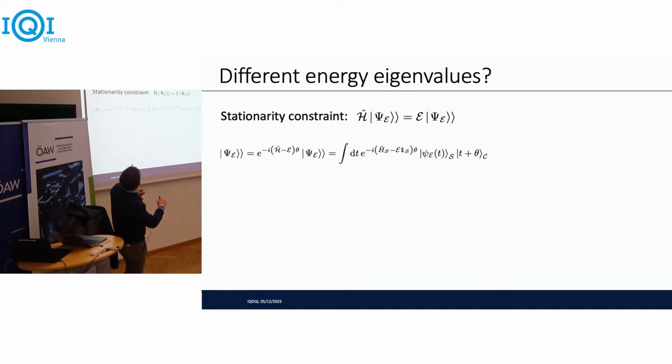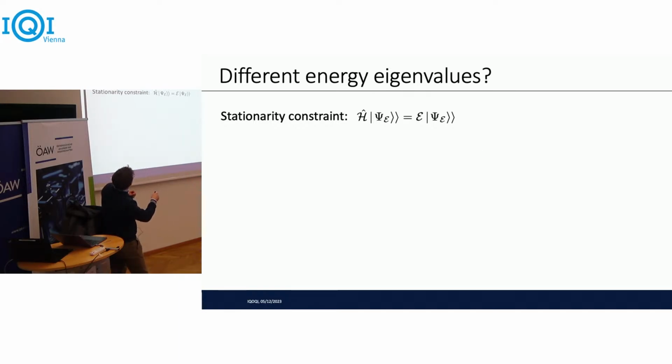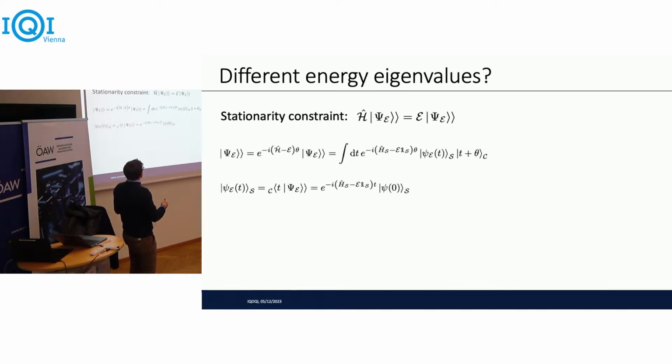Before that, is it crucial to have a zero here? Is it crucial that we have a zero energy eigenstate of the Hamiltonian of the universe? Usually we consider 0 here because this comes from the Wheeler-DeWitt equation. But is it really crucial? Can we relax this assumption? And the answer here is yes.